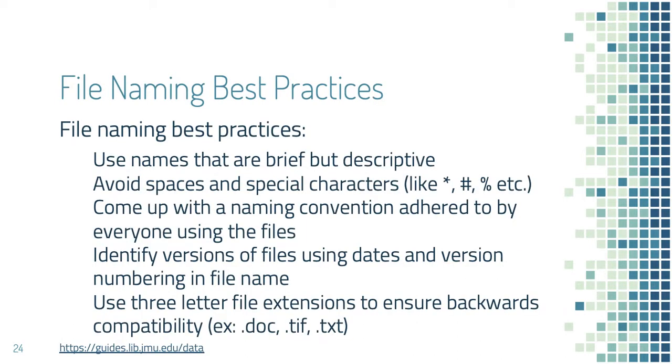Following a naming convention allows you to simplify the organization of your files and locate your files with ease, as well as making it easier for others to understand and reuse your data. This is particularly important when you are working on a collaborative project. Some best practices for naming your files include using brief but descriptive names, avoid spaces and special characters, come up with a naming convention that everyone who is using the files agree on, identify versions using dates and version numberings, and also use 3-letter file extensions to ensure backwards compatibility.